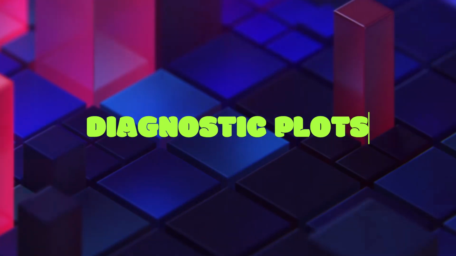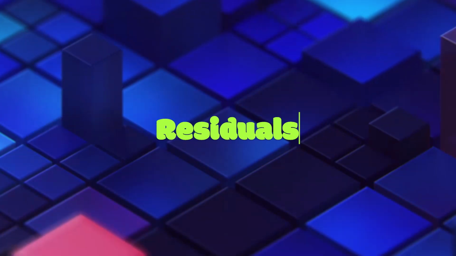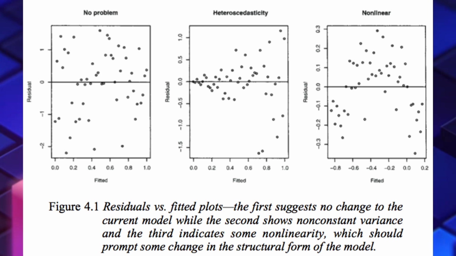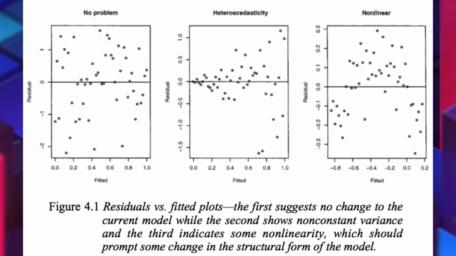Now, to check whether these conditions have been met, we use what we call diagnostic plots. Our first diagnostic plot is the residuals versus the fitted. This plot shows the residuals, which are the errors, versus the fitted values. Ideally, there should be no clear pattern, a random scatter, in this plot. A slight curve here will suggest some potential nonlinearity.